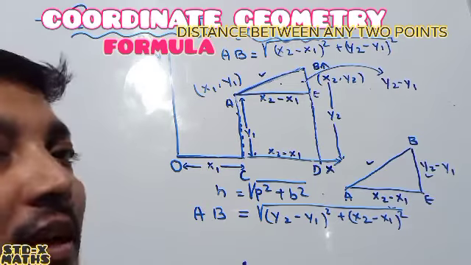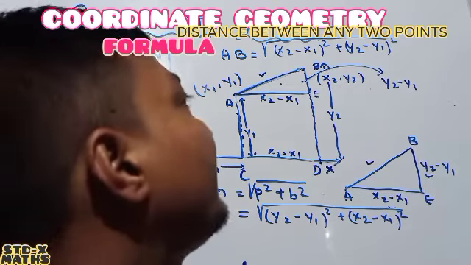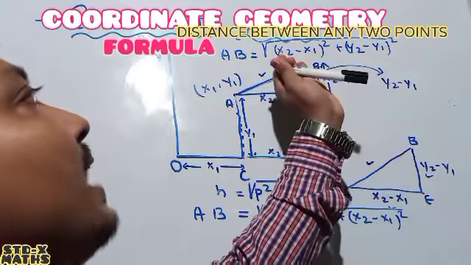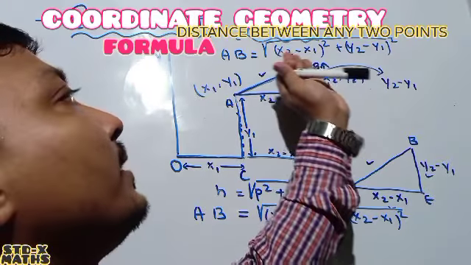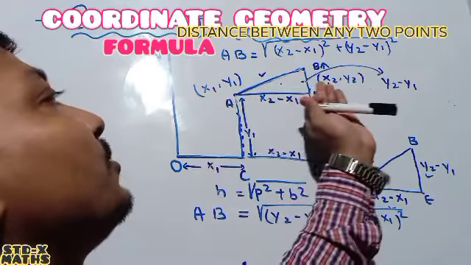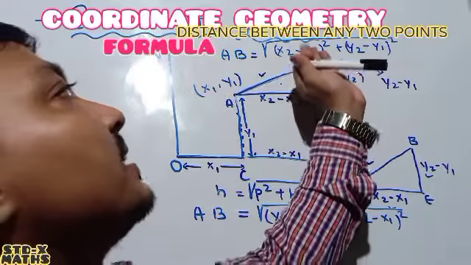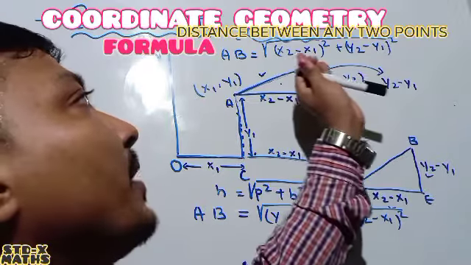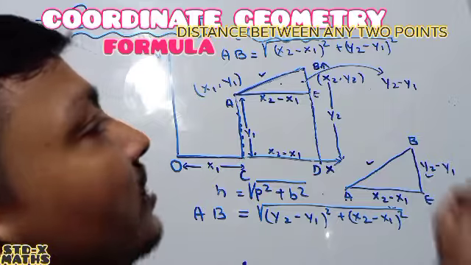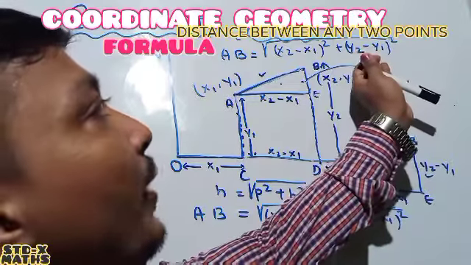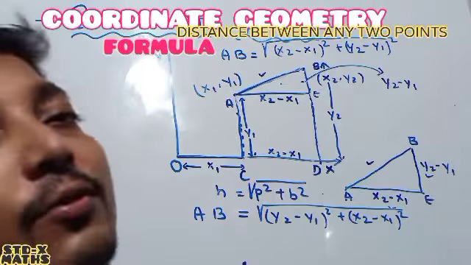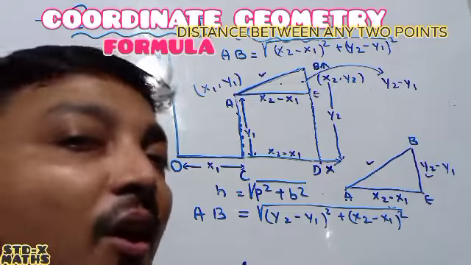Ready? Perfectly understood. So here is the formula, everyone remember. First we have to find the difference between the two x coordinates. The square of the difference of the x coordinates plus the square of the difference of the y coordinates, and then after that, the square root. Understood this one?